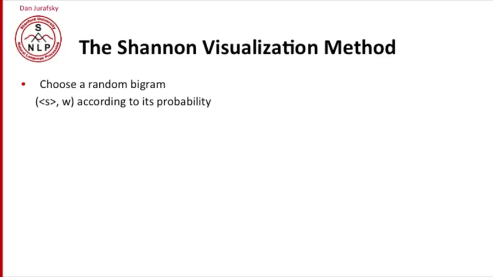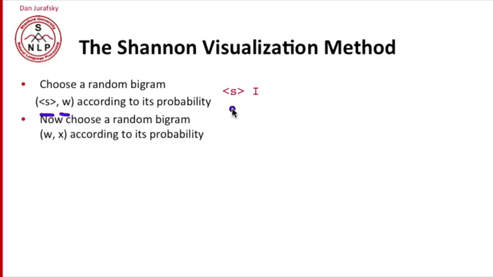So here's the method. We choose a random bigram according to its probability. So this is a bigram with start as the first word and then any other word according to its probability. Roll a die and pick whichever bigram comes up. Let's say we picked I, which is very likely as a first word, so we pick start I as our first bigram. Now we choose another random bigram that starts with that word W we just generated and whose next word is chosen according to its probability.